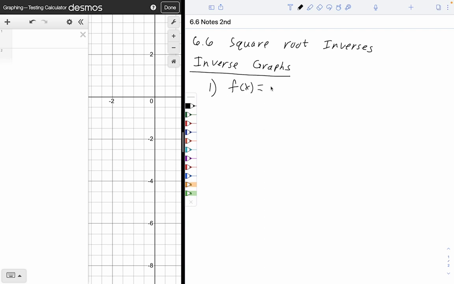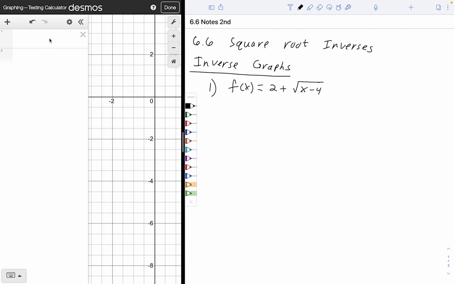f of x equals 2 plus square root x minus 4. So this is a square root equation. We're going to graph it, and we're going to graph its inverse. All right, so I'm just going to show you the fastest way to do it today, okay? So we've got this equation.